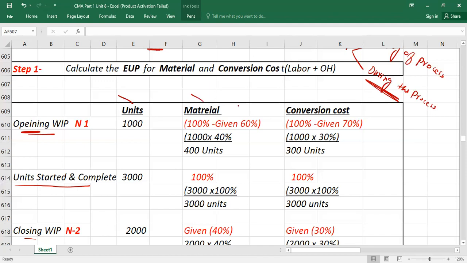We'll write units, a column for material, and a column for conversion cost. And do you remember I told you that under the FIFO method, we will focus only on the current period? How much cost have you incurred in the current period? Understood? So what will you do here? Let's assume I have opening units 1,000, started and completed 3,000, assume, and closing work in process 3,000.